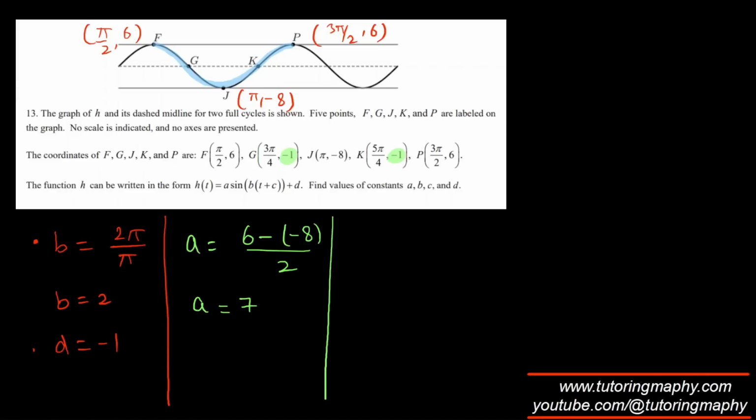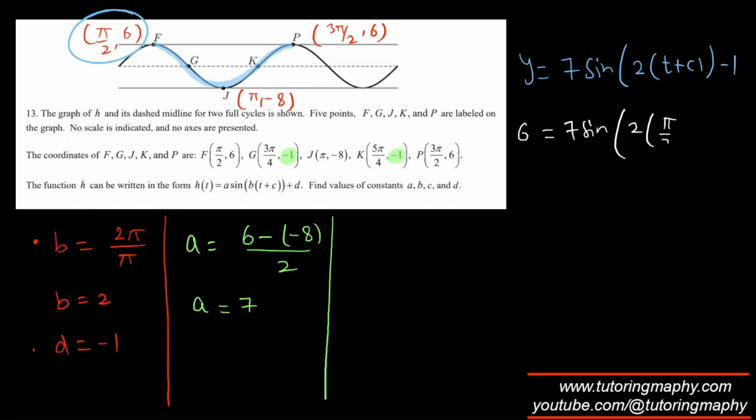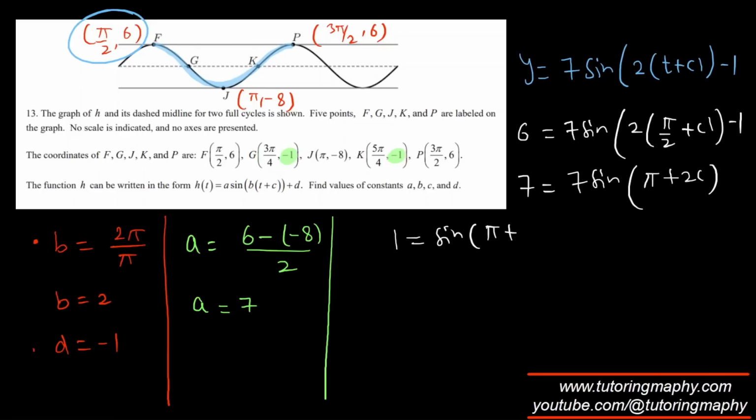And then I need to find the value of c. So I'm going to say that y so far is 7 sine 2 times t plus c minus 1. I'm going to plug in this point, sorry, not to verify, to find the value of c. So 6 is equal to 7 sine 2 times pi over 2 plus c minus 1. Adding 1 both the sides, so 7 is equal to 7 sine 2 times pi over 2 is pi plus 2c. Dividing by 7 both the sides, then 1 is equal to sine of pi plus 2c.